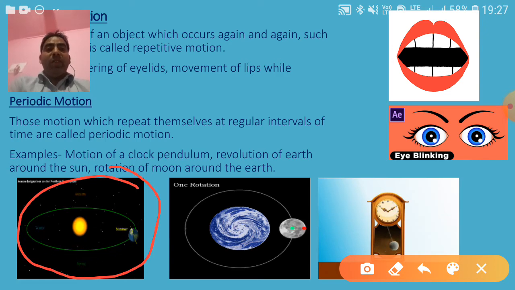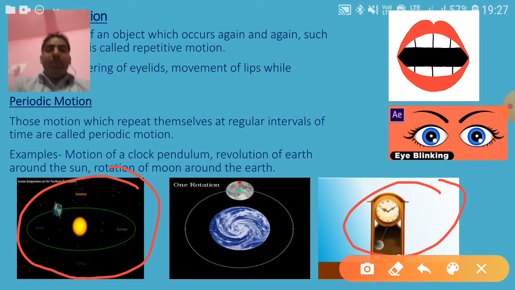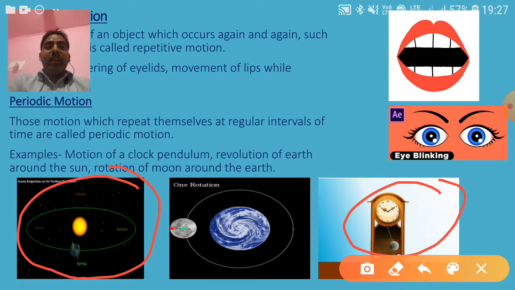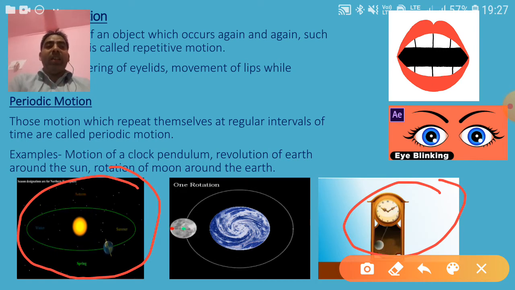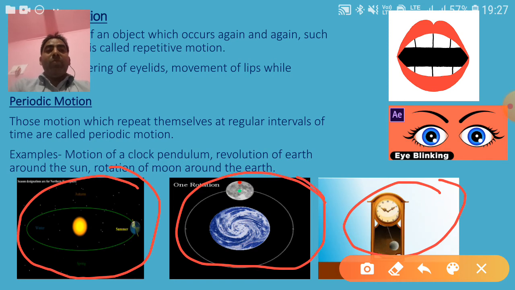Here you can see the pendulum. This pendulum is moving. Its time is fixed. To move to this side it will take 1 second, and to this side 1 second, or 0.5 second. Its path is fixed. And here the moon is revolving around the earth. The time is fixed. So this is all called periodic motion.